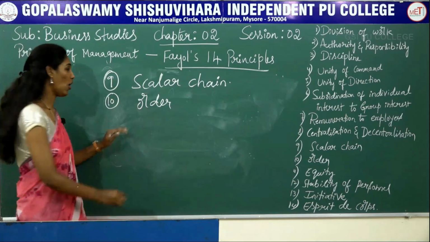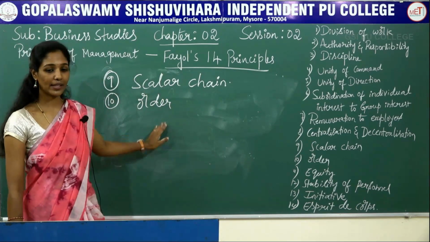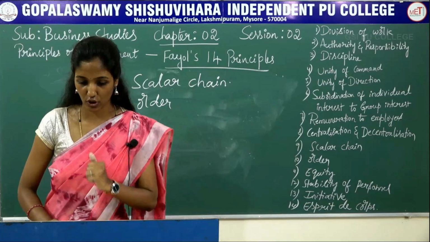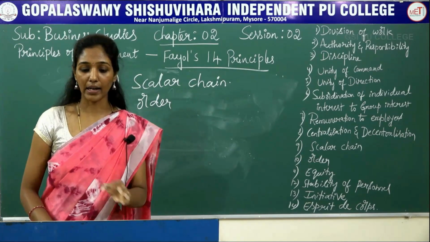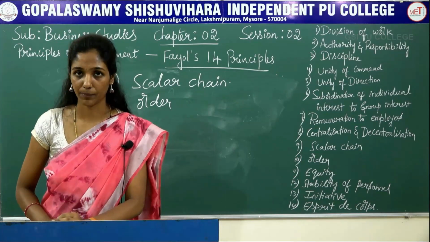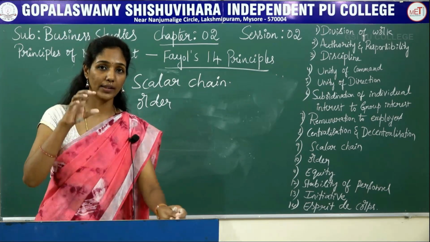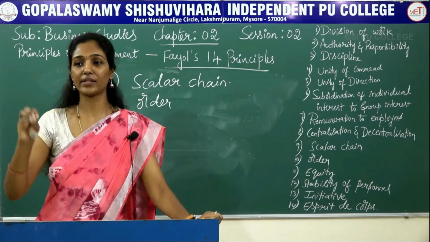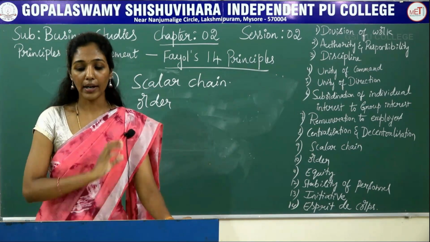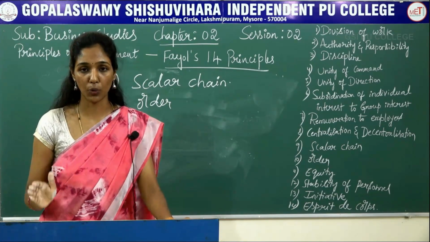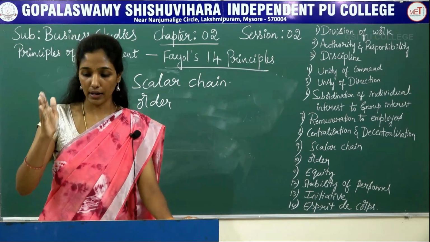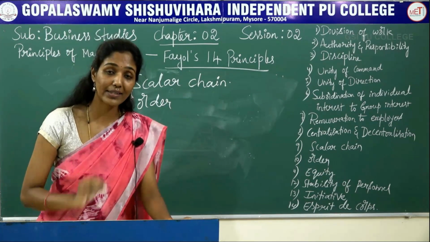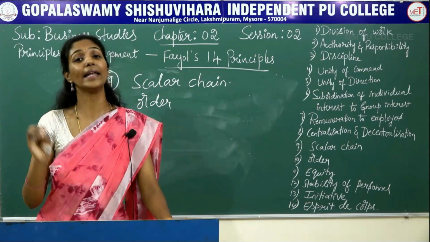The next is order. It means systematic arrangement of things and persons in an organization. The men, material and other resources should be properly placed. According to Fayol, there should be a fixed place and each and every resource should be properly placed in an organization. And according to Fayol, the right person should be placed at the right job and the right thing should be placed at the right place. Then only we can utilize the available resources effectively and efficiently.